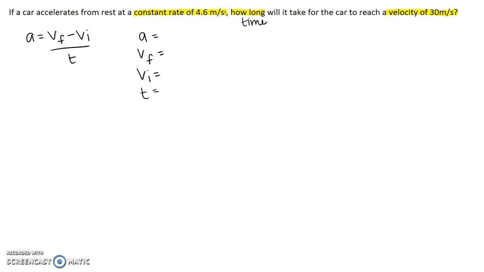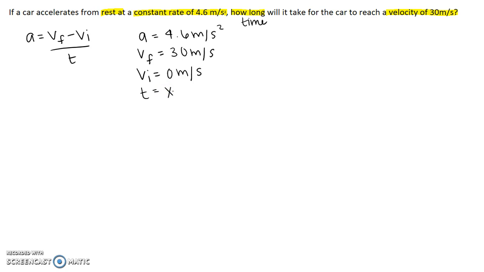So if I put some information in here, I know that my acceleration is 4.6 meters per second squared. My final velocity is 30 meters per second. Initial velocity, it says we start at rest here, and anytime we start at rest, we have a velocity of 0 meters per second, and then time is what we're looking for here.